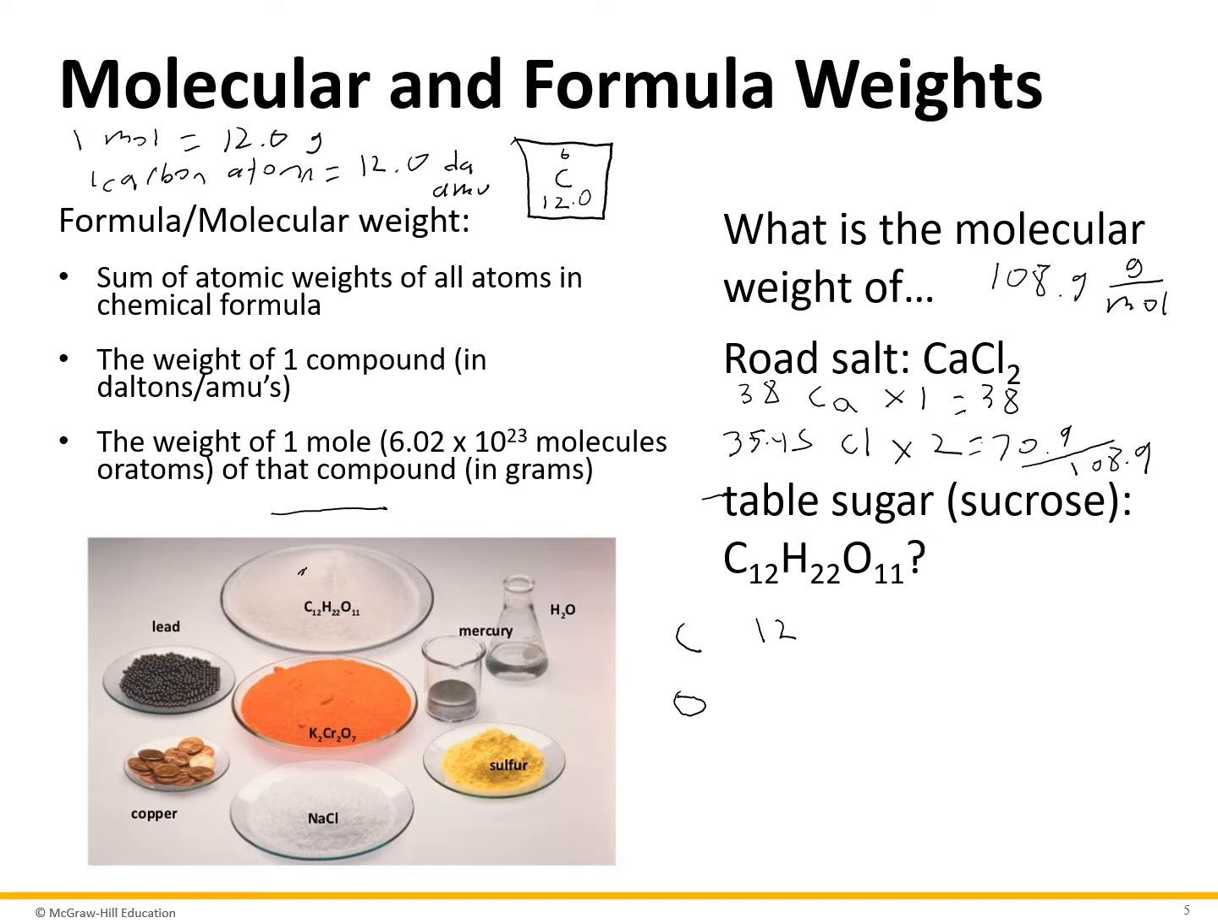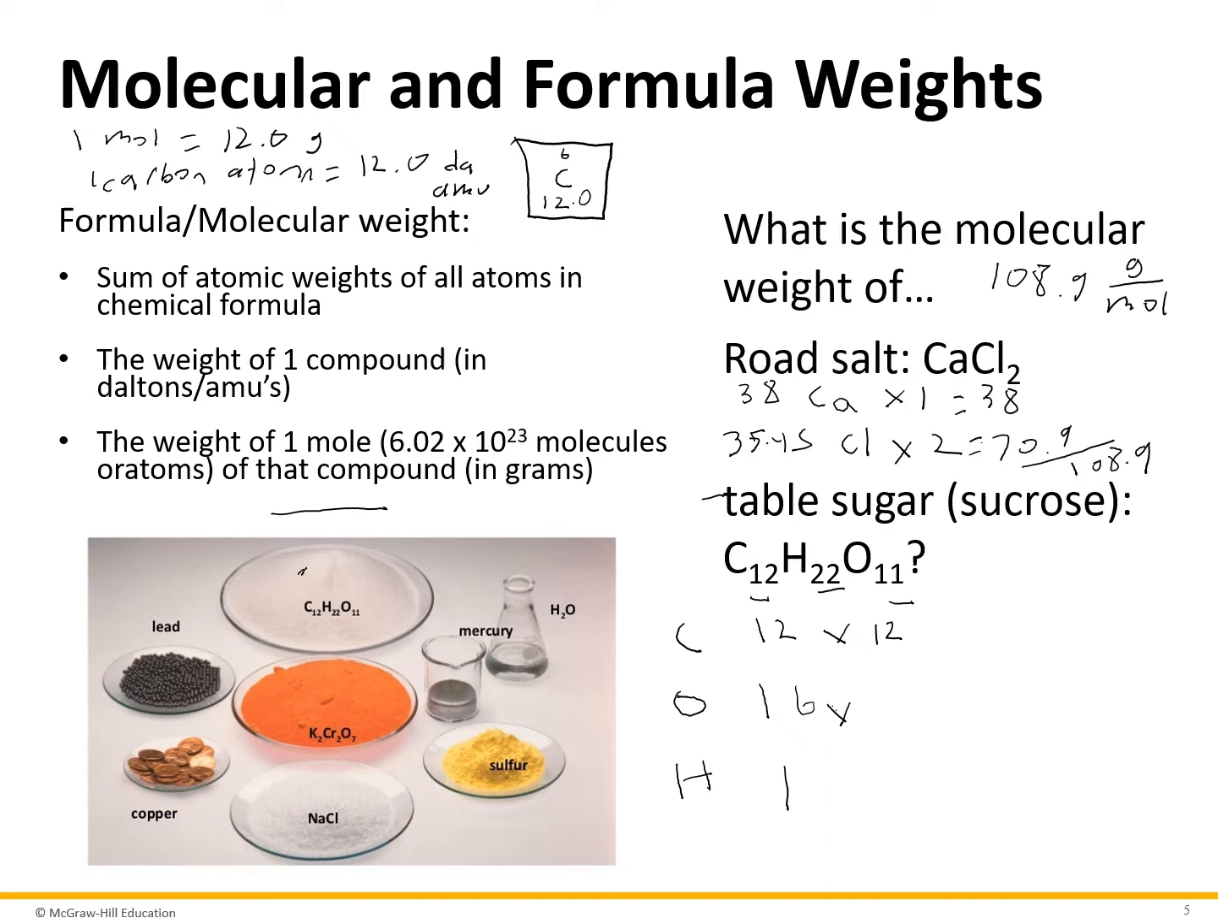So the atomic weight for oxygen is going to be 16. And hydrogen is pretty easy. It's going to be 1. Now let's multiply each of these by the subscript in the molecular formula, which will tell us how many of each element is in one compound. Carbon is 12. We will multiply that by 12 for the 12 carbon atoms in that sucrose molecule. Oxygen, that looks like a V.